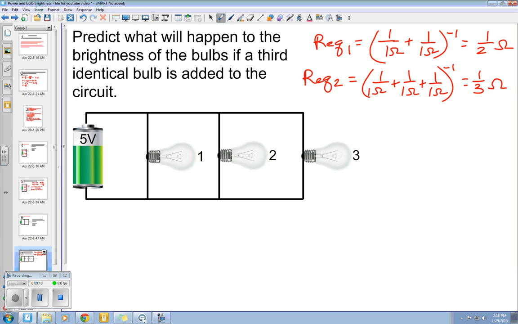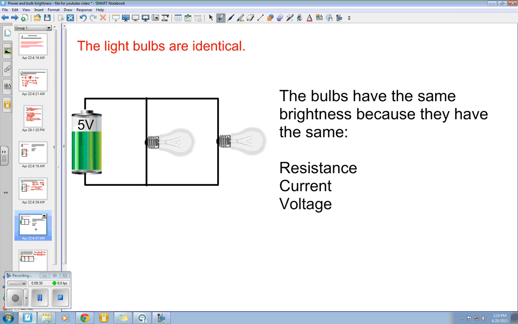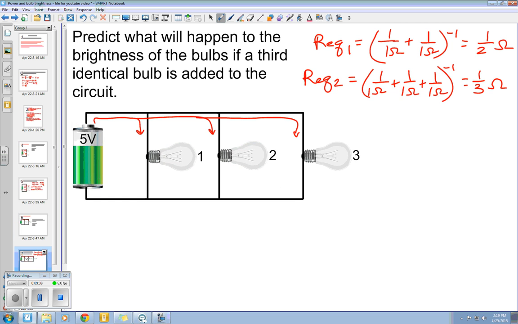So it has less resistance, which means that it's going to have more current. However, in this circuit, the current splits 3 ways, because here's your total current, and it can go through this bulb, or this bulb, or this bulb. The current in this circuit only splits 2 ways. So this circuit with 3 bulbs has more current, but it splits 3 ways.